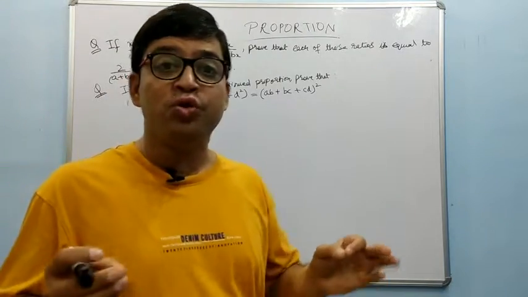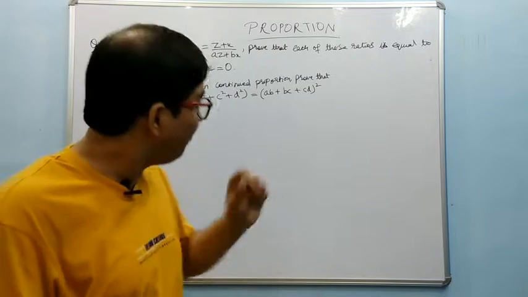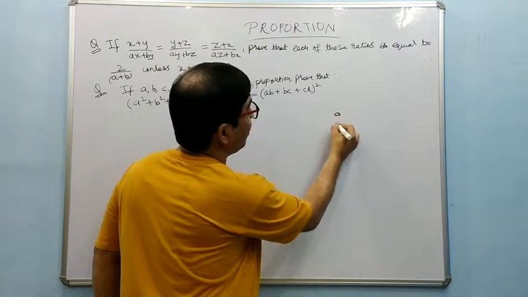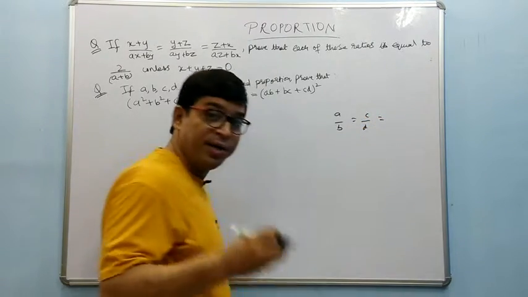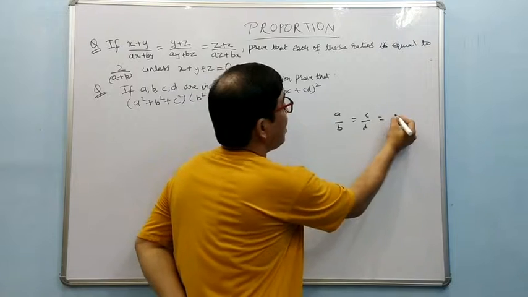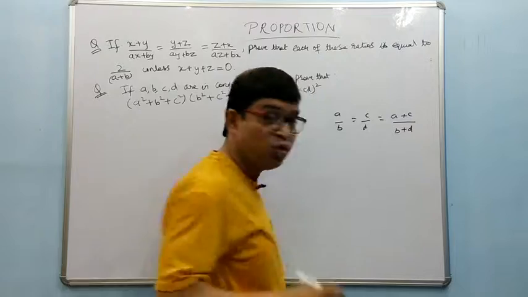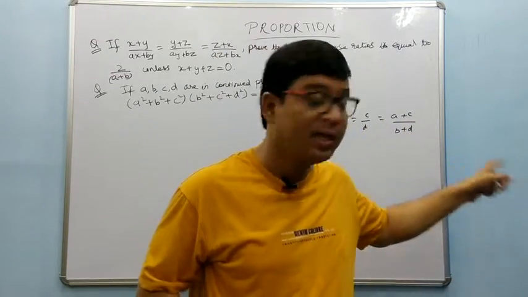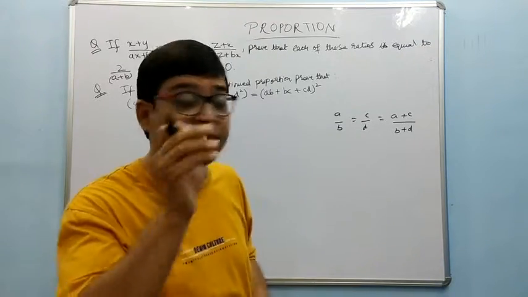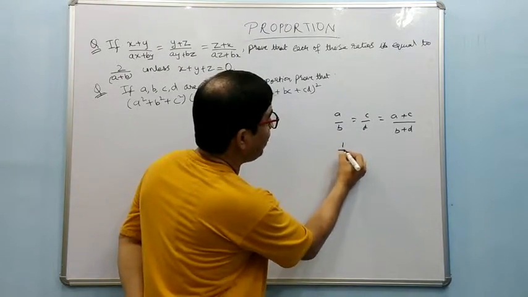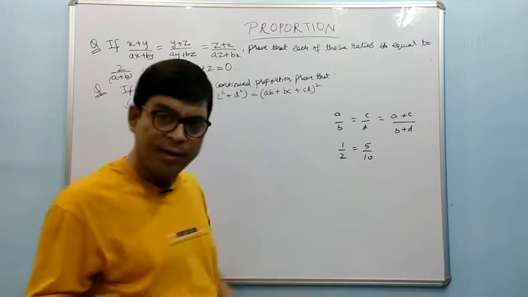Now we will use two different properties of proportion. That is, if certain things are in ratio a by b is equal to c by d, then each ratio is equal to the sum of antecedents by the sum of consequents. Antecedents are the numerator things, and consequents are the denominator things. I'm just trying to explain this with a simple example. You know that 1 by 2 is equal to 5 by 10. You agree? Yes.